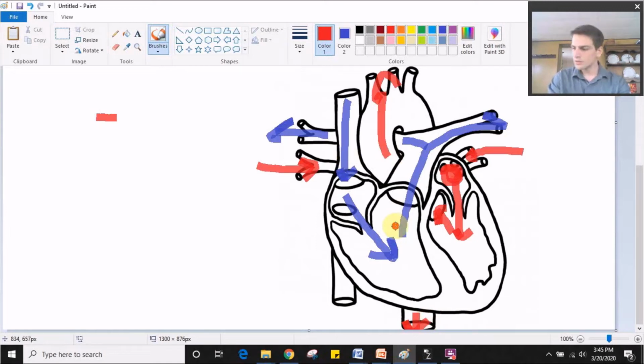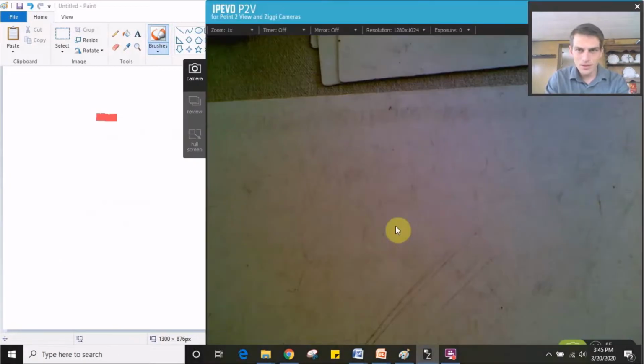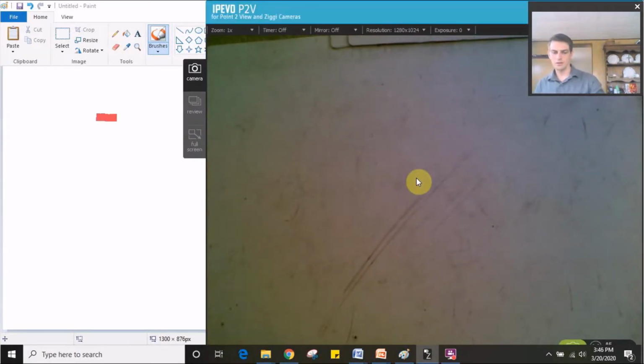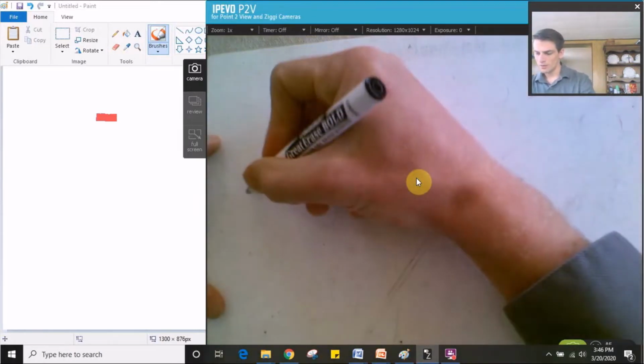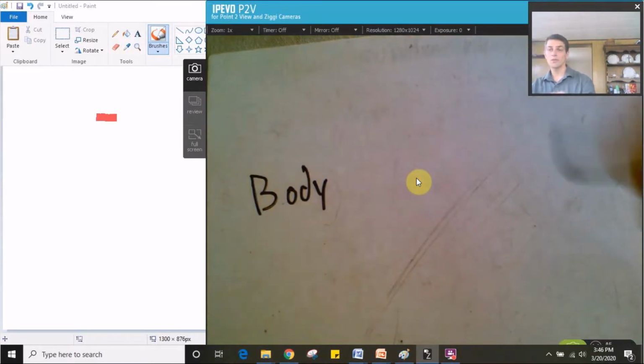I would like to also, I have another camera set up here, if I can get it to work. I'd like to diagram this for you in a flow chart sort of way. So over here, this is your body. We're going to be following the path of blood throughout, in relation to the heart and the lungs.